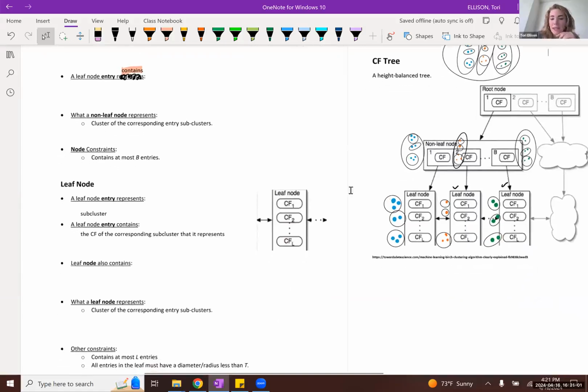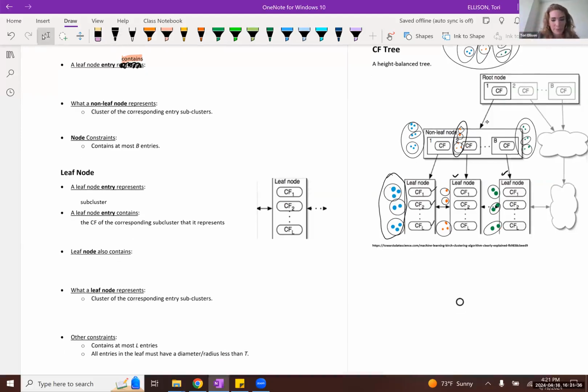And then a leaf node is actually allowed to contain multiple entries. What that leaf node essentially represents is a cluster comprised of multiple subclusters. Basically it's the cluster that you would get if you combined all of the subclusters represented by each of the CF entries contained on that particular leaf node.